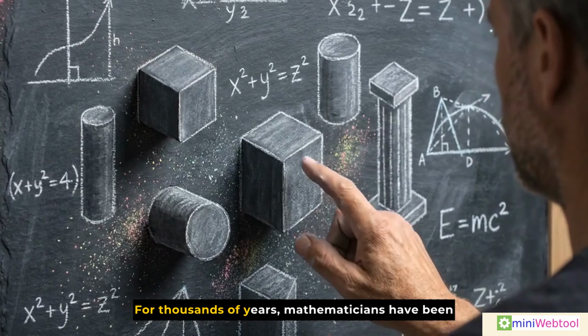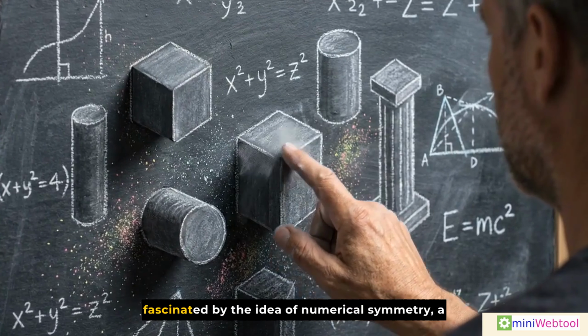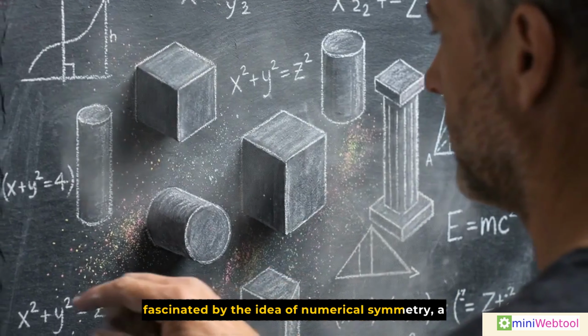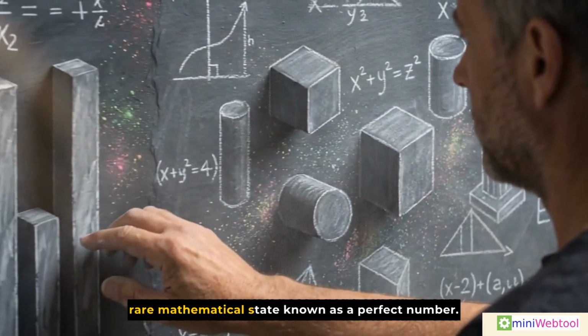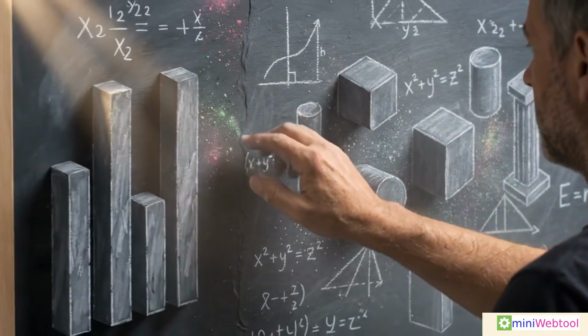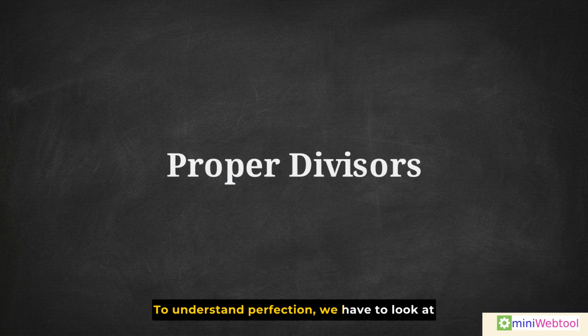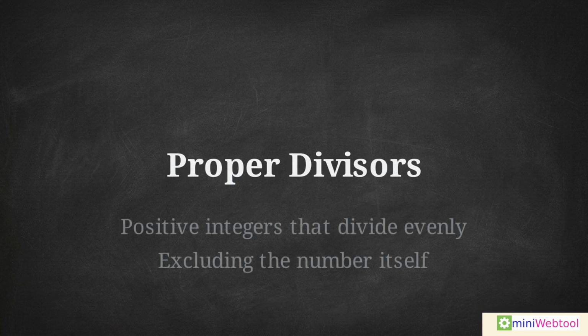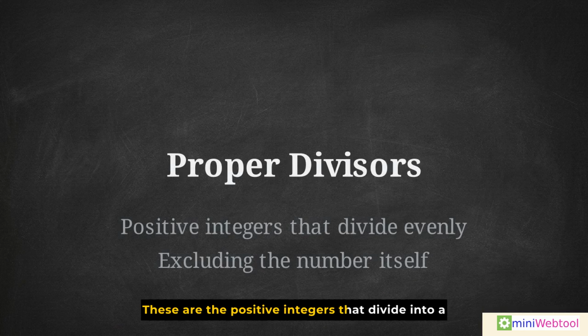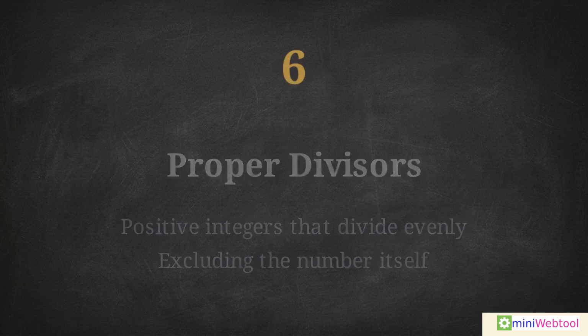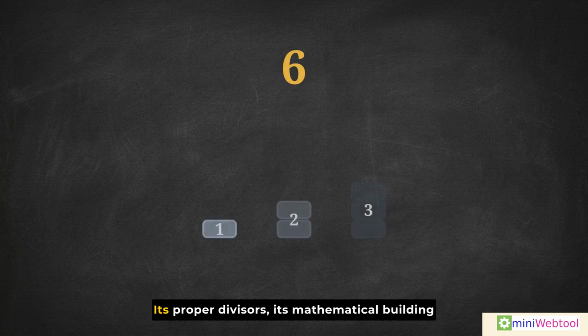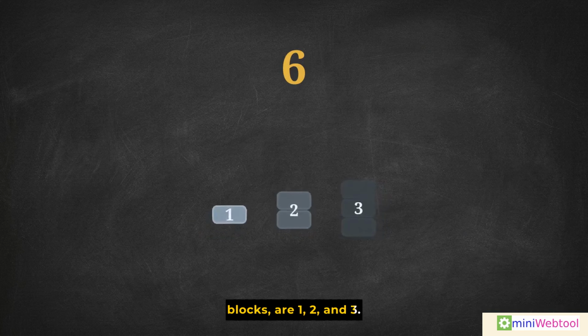For thousands of years, mathematicians have been fascinated by the idea of numerical symmetry, a rare mathematical state known as a perfect number. To understand perfection, we have to look at proper divisors. These are the positive integers that divide into a number evenly, excluding the number itself. Take the number 6. Its proper divisors, its mathematical building blocks, are 1, 2, and 3.